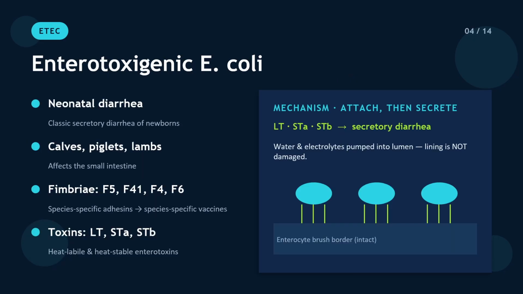ETEC is the classic cause of neonatal diarrhea in calves, piglets, and lambs. The key virulence factors are fimbriae, little protein hooks that let the bacteria attach to the small intestine. Different species have different preferred fimbriae, which is why vaccines are species specific. Once attached, the ETEC produces enterotoxins, heat labile, LT, and heat stable, ST, that cause secretory diarrhea. Importantly, ETEC does not damage the intestinal lining. It just turns on the quote water pump.